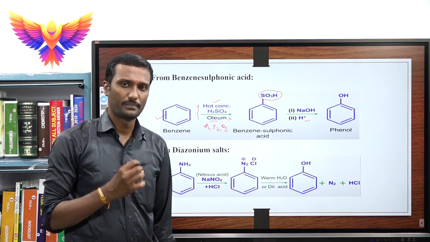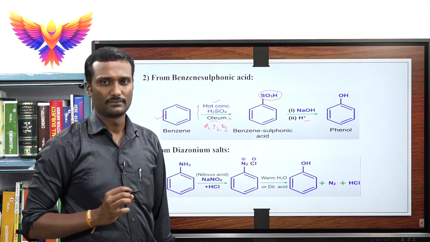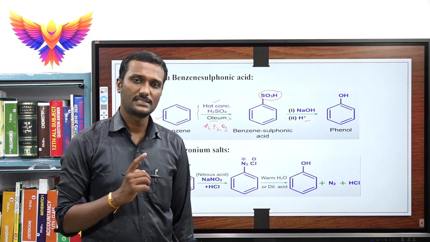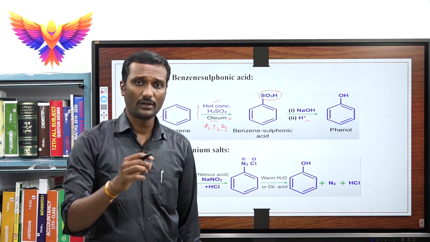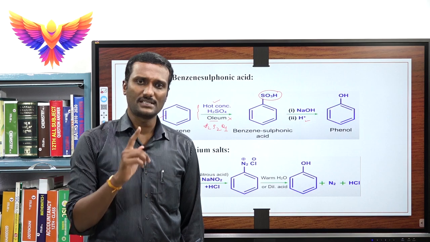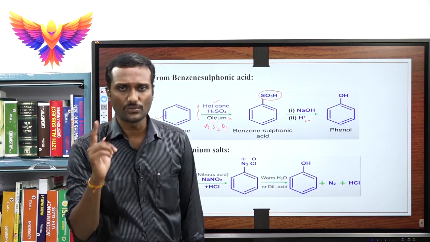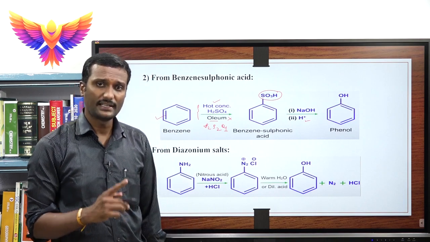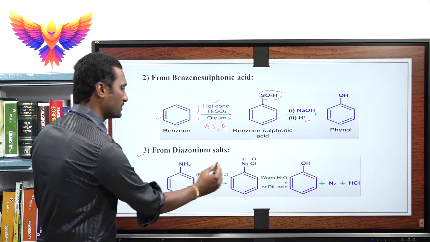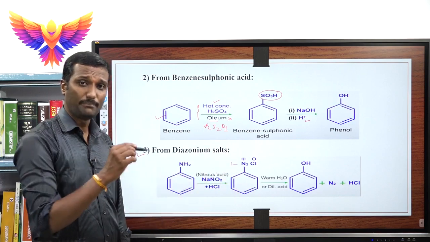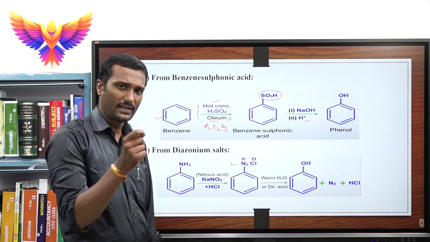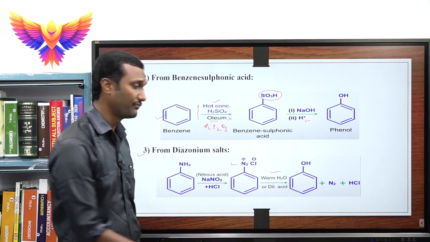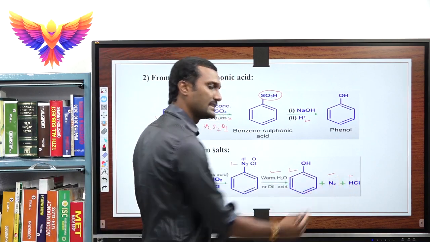How do we prepare chlorobenzene? When you take aniline, an amino benzene, and react it with nitrous acid, HNO2, with a few drops of conc. HCl, maintaining the temperature at 0 to 5 degrees Celsius, or 273 to 278 Kelvin, you get a salt called benzene diazonium salt. Now we are deviating a little: when you warm it with water, you get phenol plus nitrogen gas plus HCl.